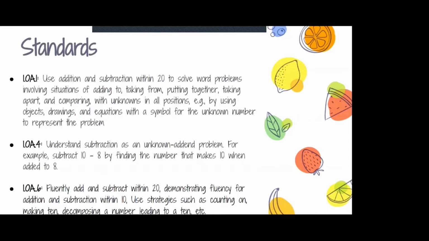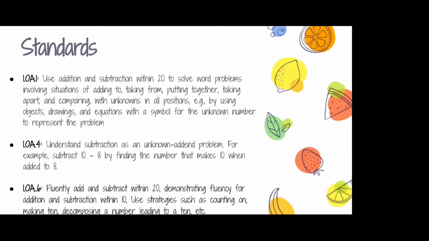All right, so our first one, we have use addition and subtraction within 20 to solve word problems involving situations of adding to, taking from, putting together, taking apart, and comparing with unknowns in all positions by using objects, drawings, and equations with a symbol for the unknown number to represent the problem. That was a mouthful. But guess what? We've already been doing this. We've been solving for addends that aren't on the normal side of the equal sign. We've been finding them in all sorts of different ways, using drawings and equations and objects. We've already been working on this stuff, so we got this one down pat.